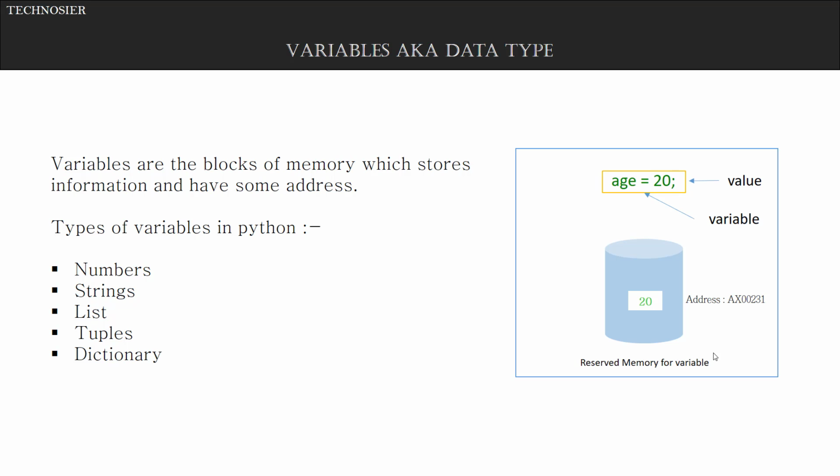Variables are the blocks of memory which store the information and have some addresses. There are different types of variables in Python called number, string, list, tuple and dictionary. You can use them according to your need.